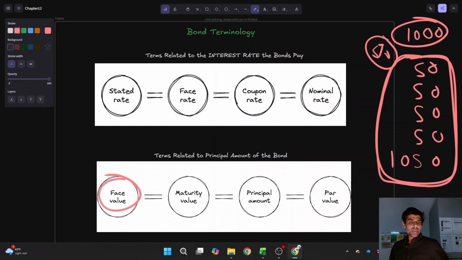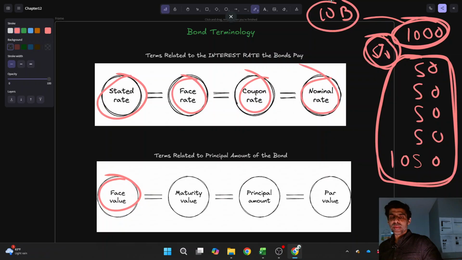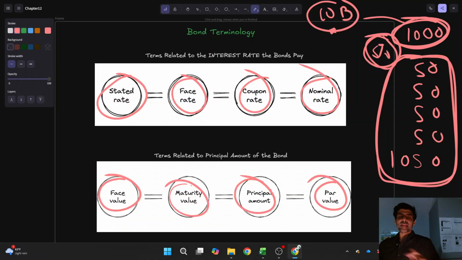There are different ways of saying this 5%: the stated rate, the face rate, the coupon rate, the nominal rate. These are all synonymous terms. This $1,000 is the denomination, but maybe they issued $10 billion worth of bonds denominated in thousands. This 10 billion is the face value, the maturity value, the principal amount, the par value. These are all also synonymous terms for the total issuance. This is basically how much the bond issuer is going to pay back.